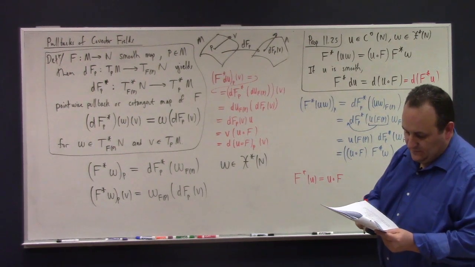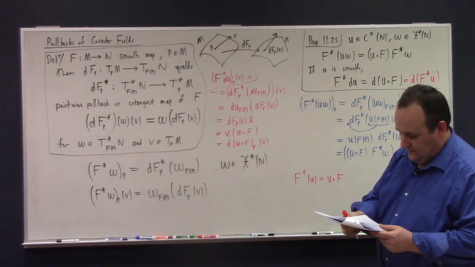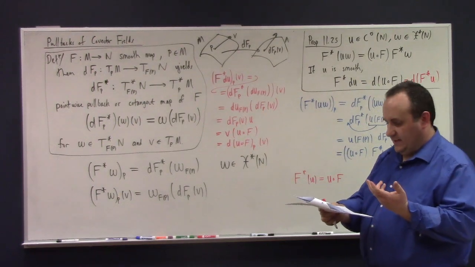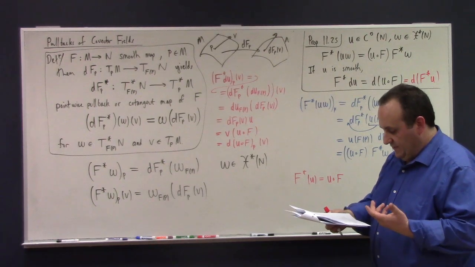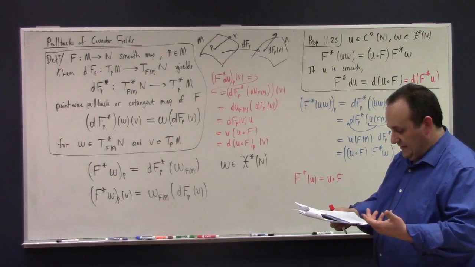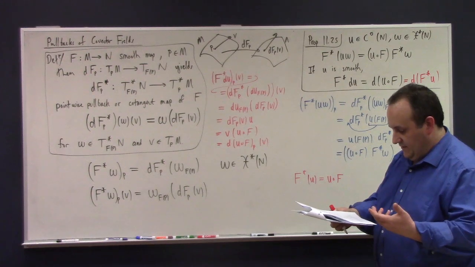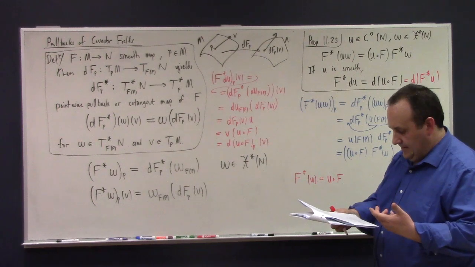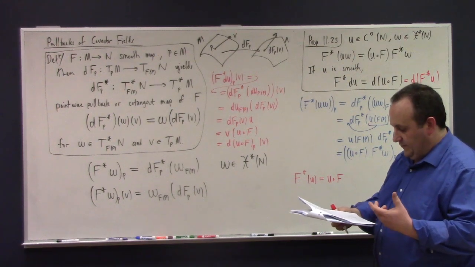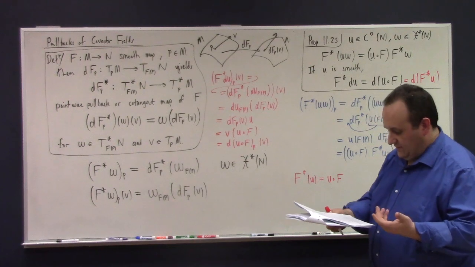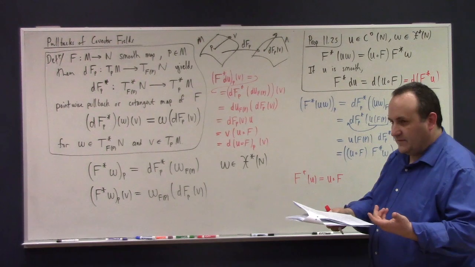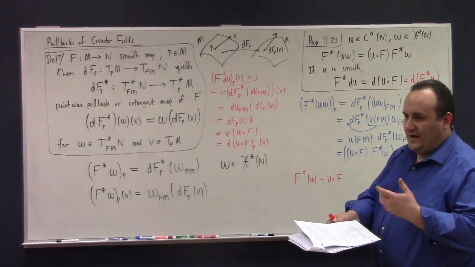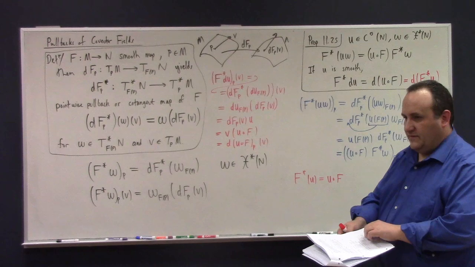Proposition 11.26. I'm not going to write this one, I'm just going to talk about it. Basically, it says that if you have a smooth map and you have a covector field on n, then the pullback of a continuous covector field is a continuous covector field, and the pullback of a smooth covector field is a smooth covector field. So pullback preserves either continuity or smoothness of the covector field.